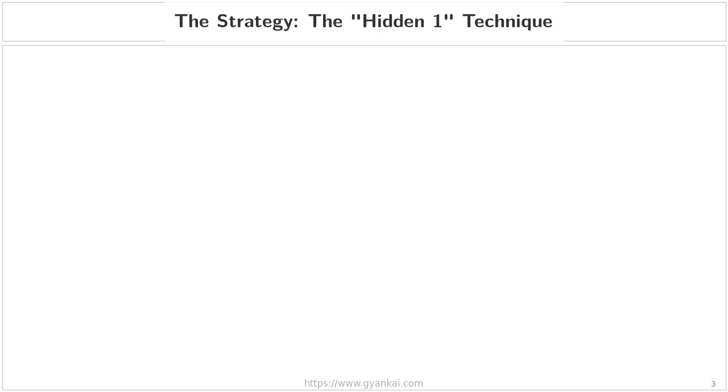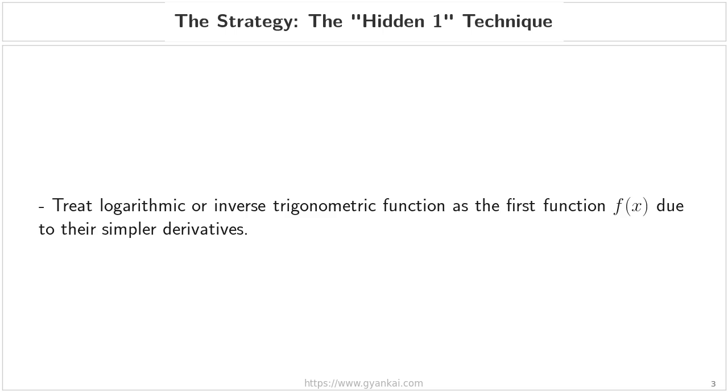The strategy, the hidden one technique. This slide outlines how we do that. The first key idea is to treat the logarithmic or inverse trigonometric function, things like log x or sine inverse x, as our first function, which we're calling f of x. Why? Because, as you know, differentiating these functions is actually quite easy.